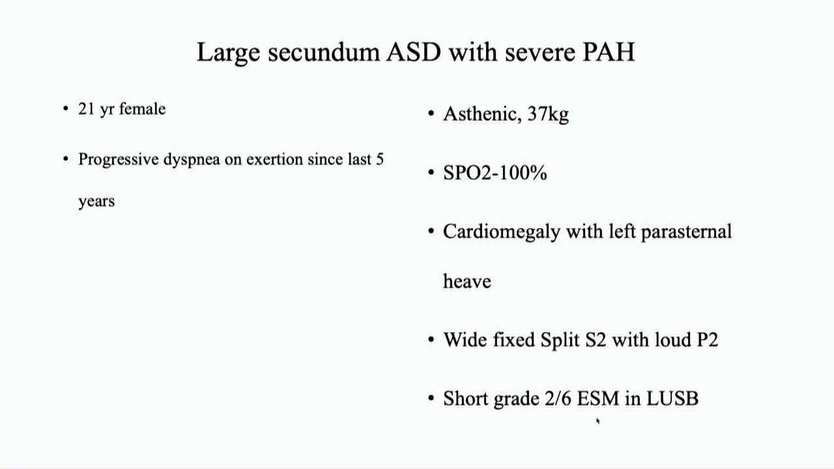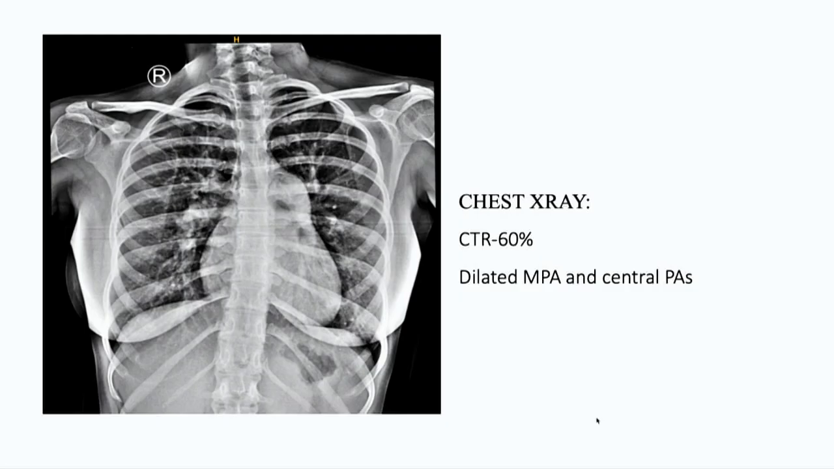S1 is normal, with wide and fixed split S2 with loud P2. There is a short grade 2/6 ejection systolic murmur in the left upper sternal border. This is a chest X-ray which shows cardiomegaly with CTR of around 60%. There are dilated MPA and central PAs.